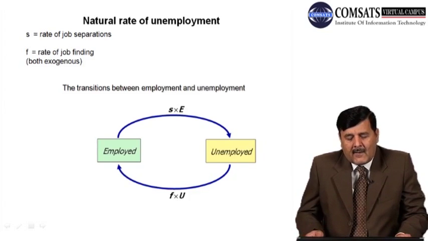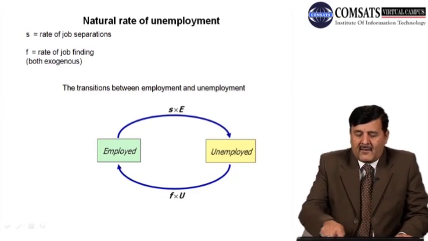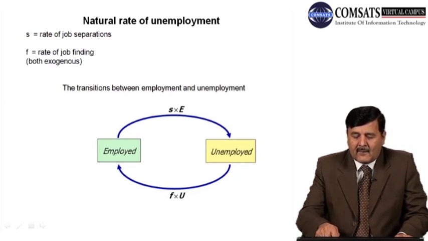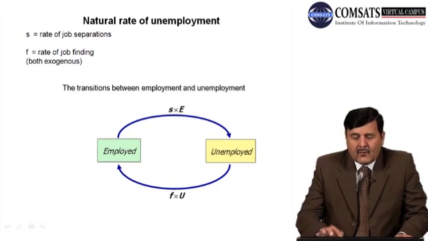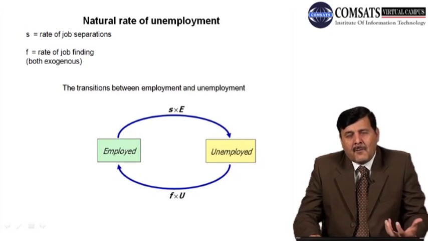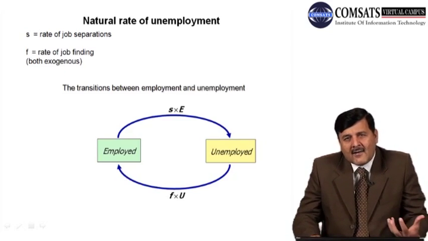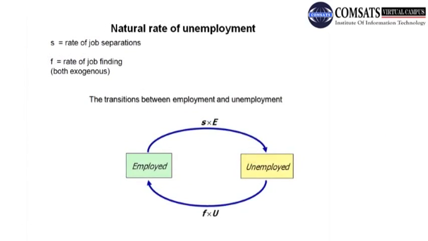So on one side, agar aap circle mein dekhe, on one side we have the employed labor force, on the other side we have unemployed workers. Now S into E is the number of people who are employed, they get separated from the job, right? So it is the fraction of employed workers who are separated from the job. When they are separated, they will become unemployed, right? Then a certain number of unemployed people will find a job in due course of time. So FU is the fraction of people who are unemployed, jo berozgar the, but now they will get employed. So then they move to the employed.